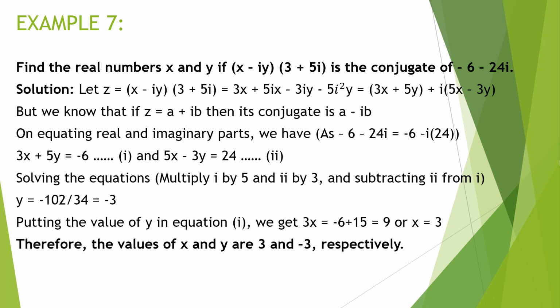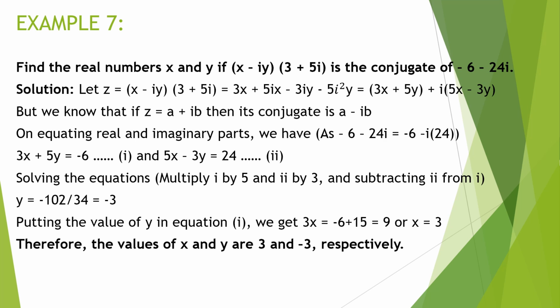So over here the real part when we equate it is 3x plus 5y, which is equal to minus 6. And the imaginary part, the conjugate, is of the form a minus ib. In this form, what is our b? b is 24. So remember, you have to take b as 24. So 5x minus 3y is 24.